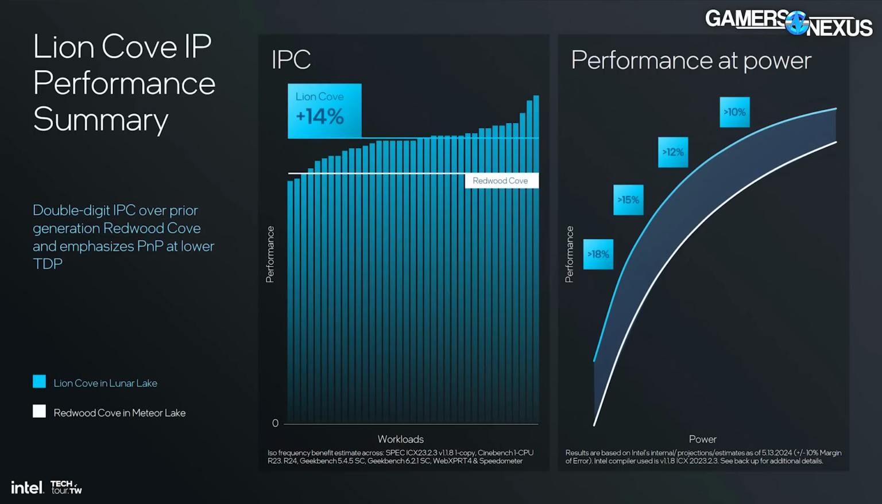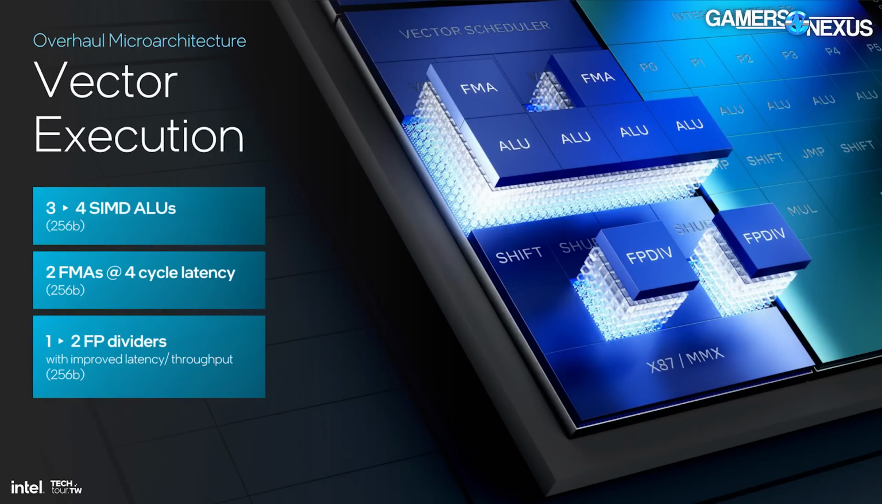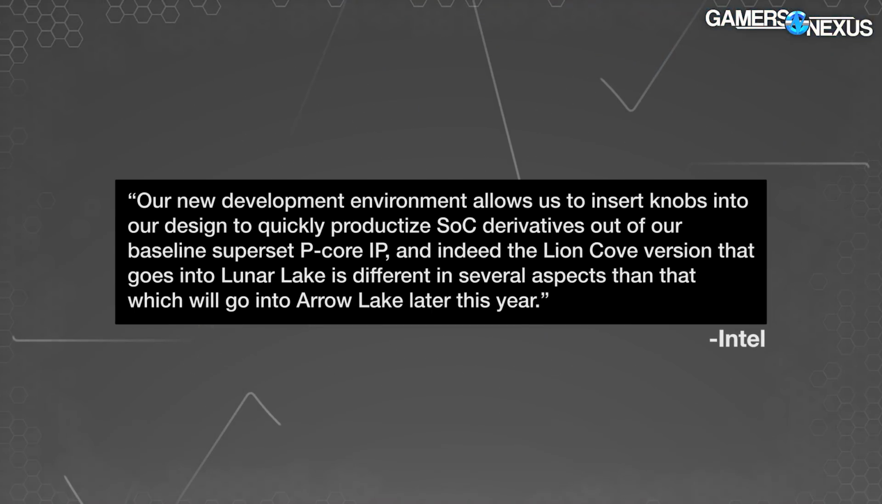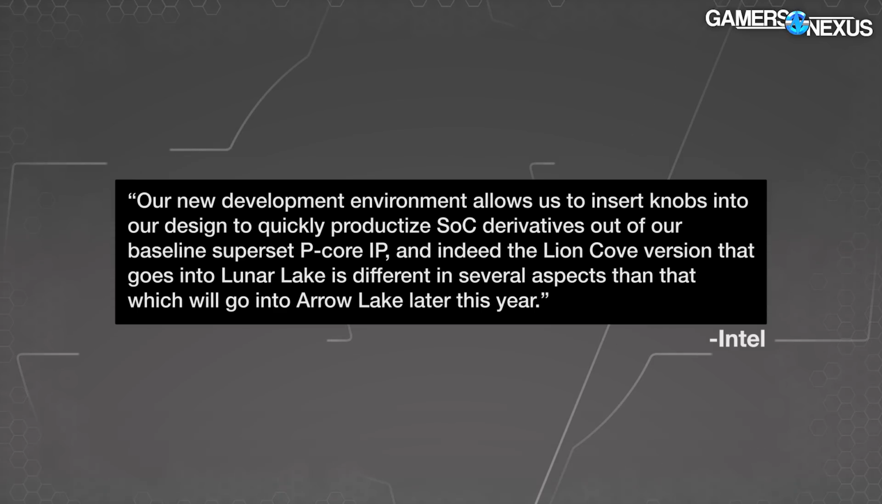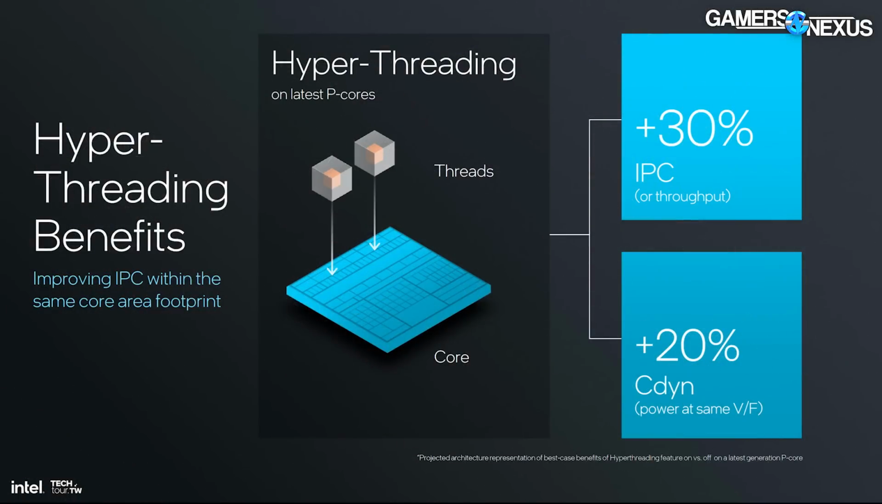So Lion Cove P-cores will show up first in Lunar Lake mobile CPUs, and those are the ones that overhaul fundamental design to allow for that scaling going forward. Intel refactored its internal CPU design process and core architecture IP, which it says will continue to give benefits across multiple generations and markets, saying, quote, "Our new development environment allows us to insert knobs into our design to quickly productize the SoC derivatives out of our baseline superset P-core IP." And indeed, the Lion Cove version that goes into Lunar Lake is different in several aspects than that which will go into Arrow Lake later this year. So it's not completely shared, but there are some things that we're seeing across both.